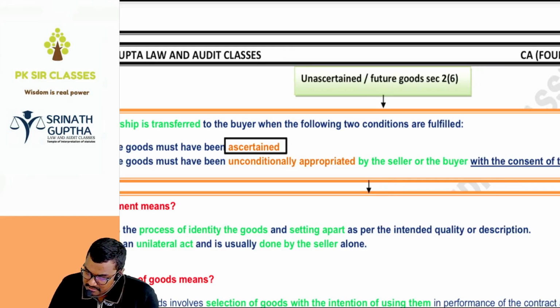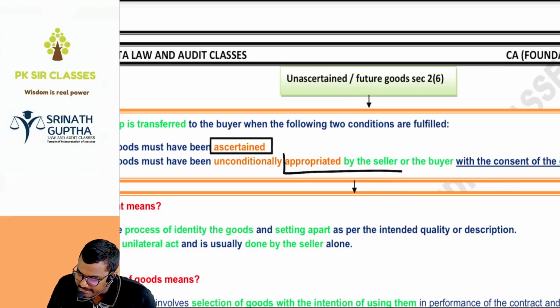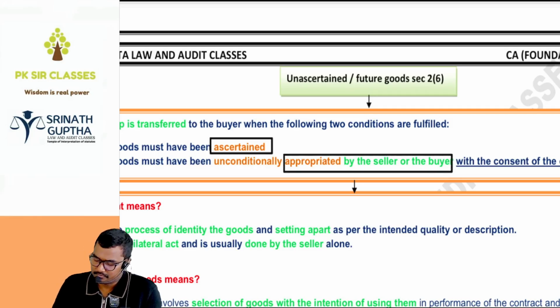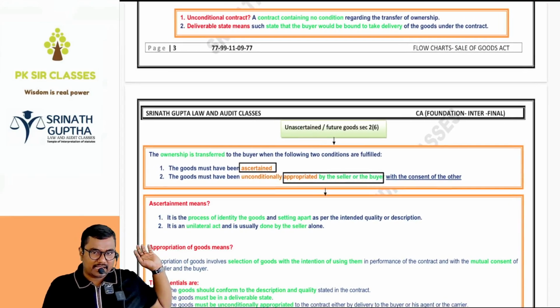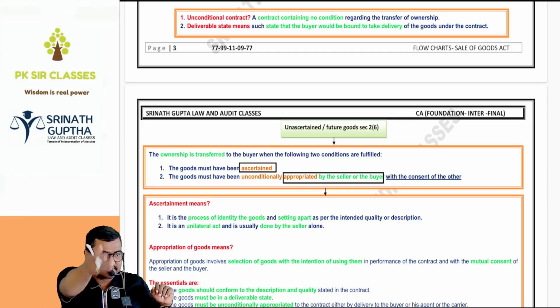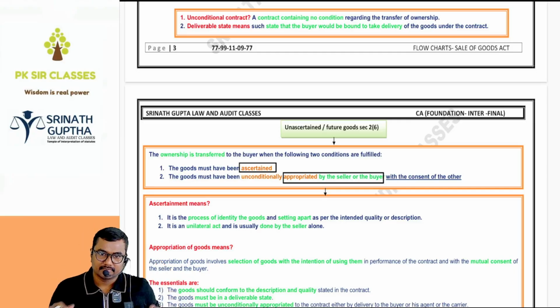So goods must have been unconditionally appropriated by the buyer or the seller. Whether I'm keeping any condition? No. With the consent of the other party. If the goods are inside, I will select the goods with your consent. If the goods are outside, you have to select with my consent. Ownership will be transferred.